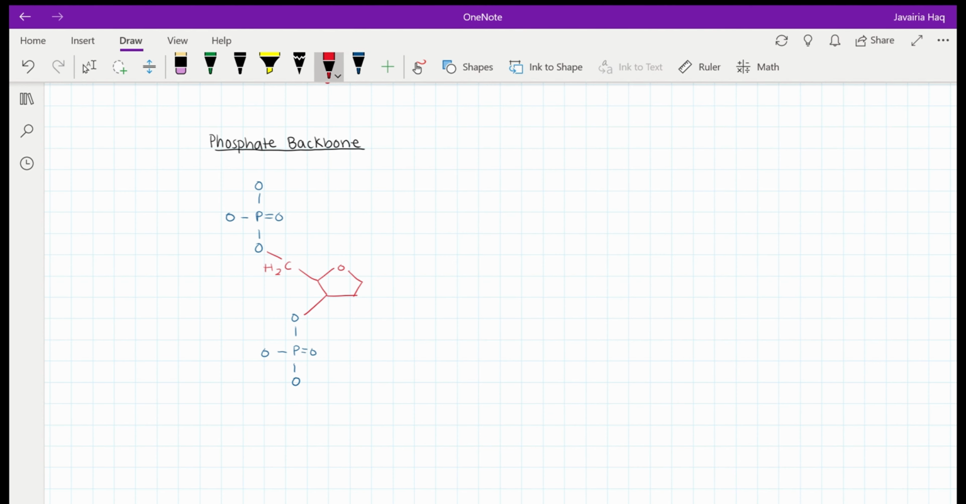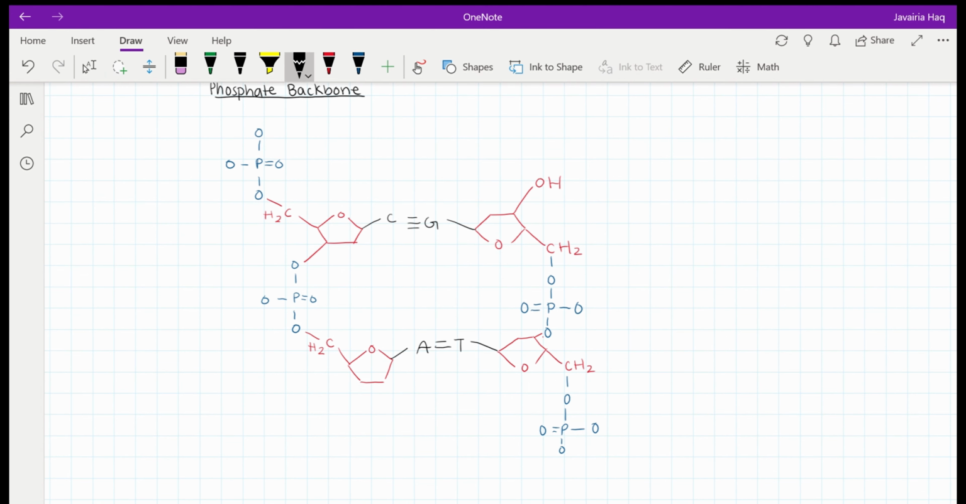The sugar and phosphate group alternate to create the phosphate backbone. Phosphodiester bonds connect the sugar-phosphate backbone as the 5' phosphate connects to the 3' carbon of the nucleotide. The 5' end of DNA has a phosphate group, and the 3' end has a hydroxyl group. Because of this, DNA runs in the 5' to 3' direction, and each strand is anti-parallel to each other, meaning it's opposite of each other.